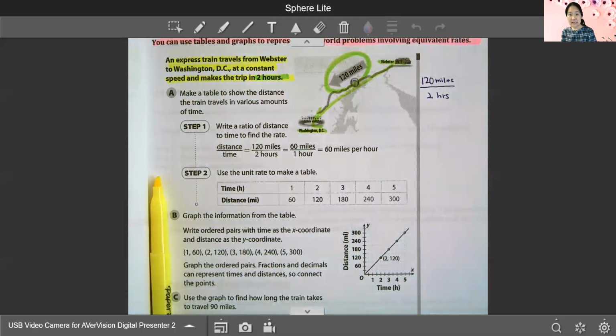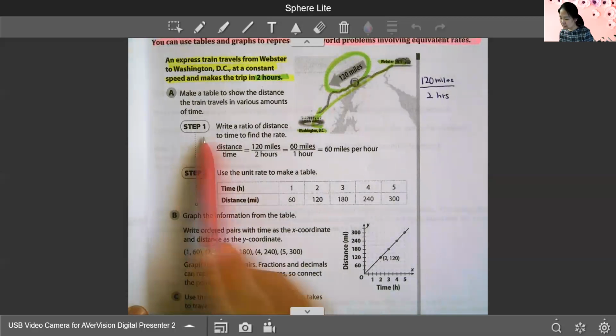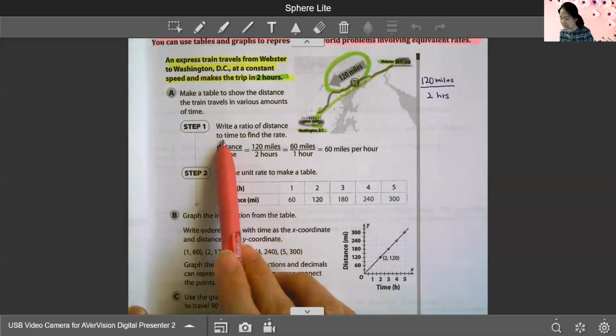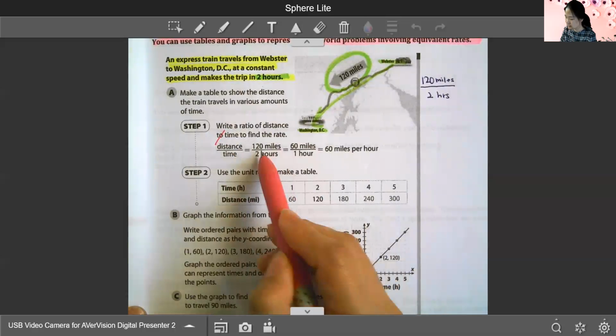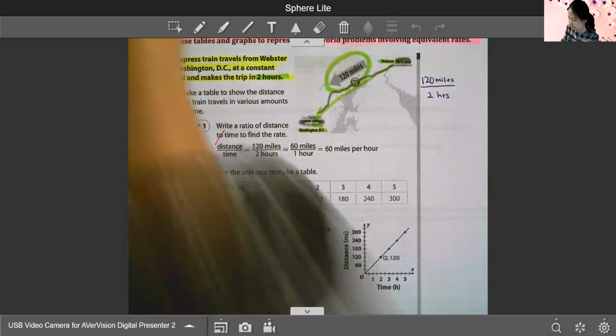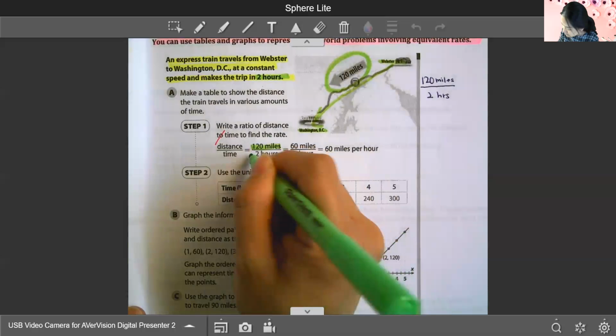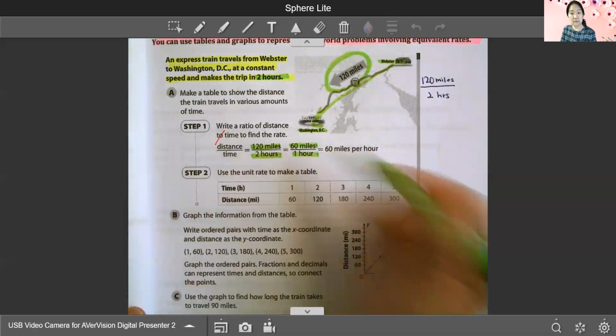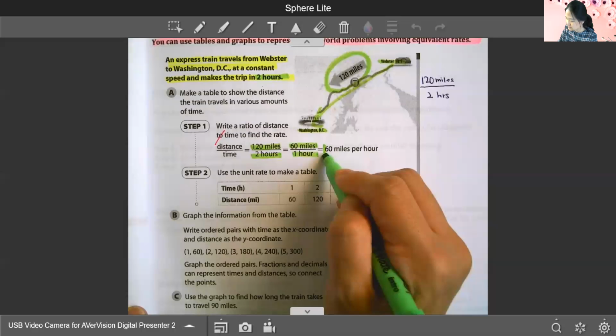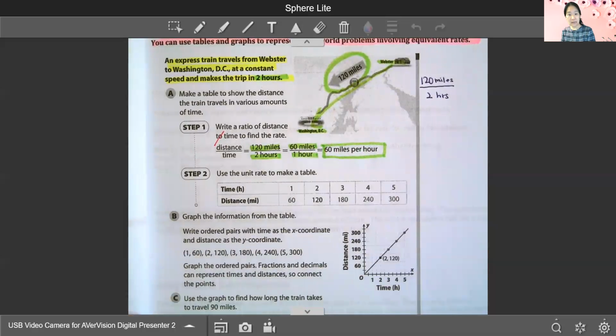A, make a table to show the distance the train travels in various amounts of time. Step 1, write a ratio of distance to time. Okay, distance on top, time on the bottom, which is 120 miles in 2 hours. And then it looks like what the textbook did was find the unit rate by dividing by 2. So then that makes it 60 miles in 1 hour. Therefore, 60 miles per hour.